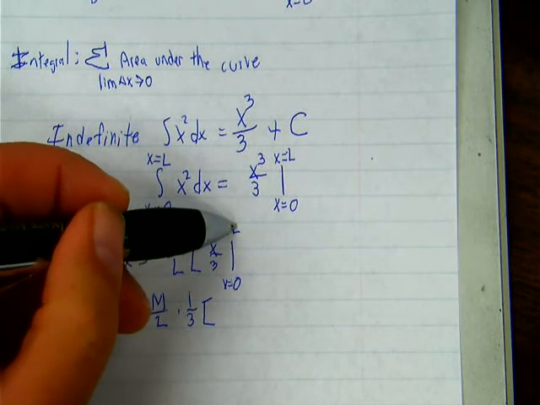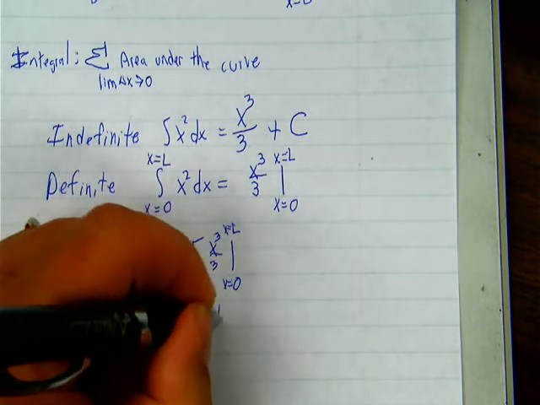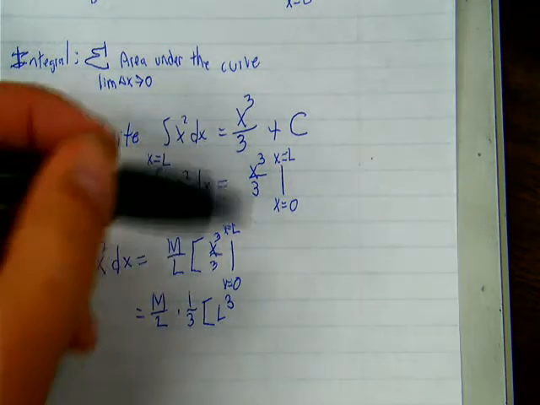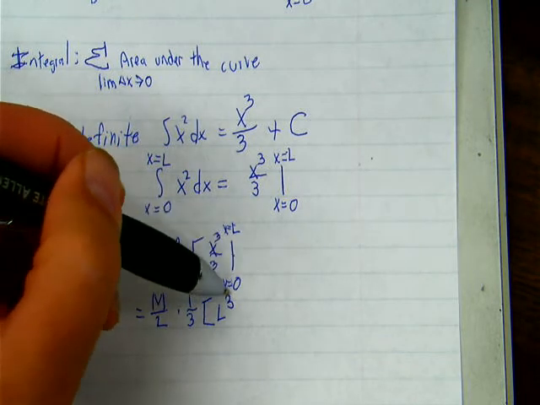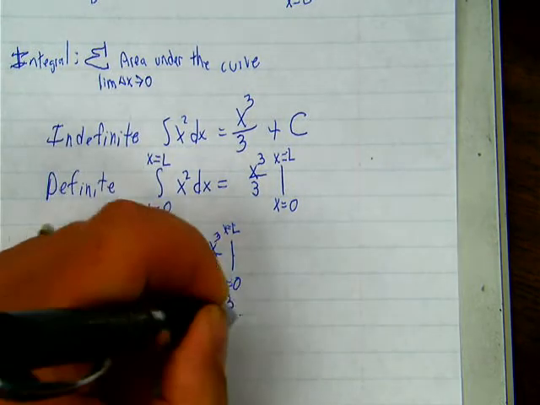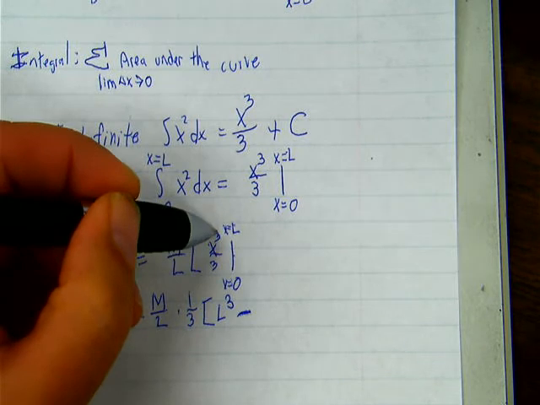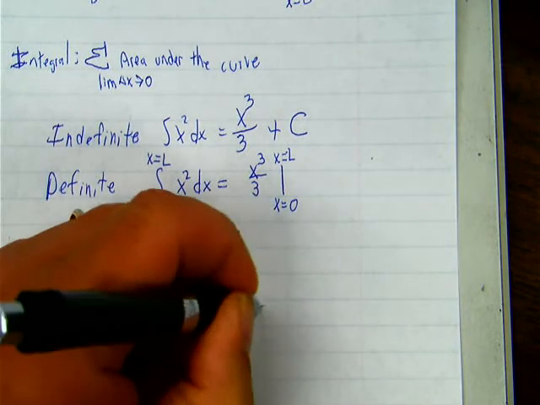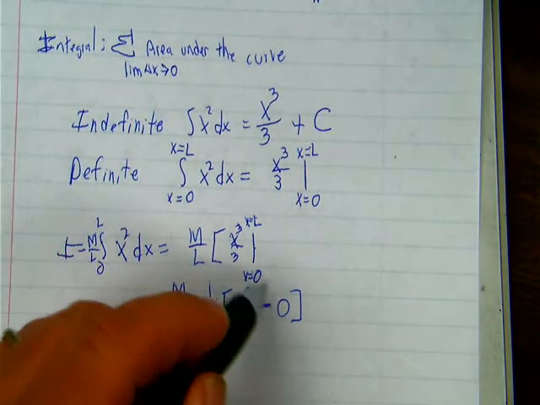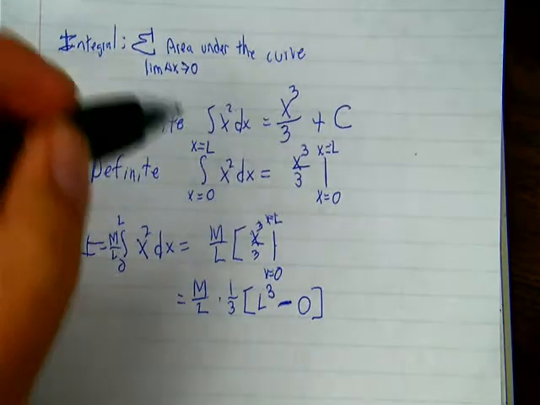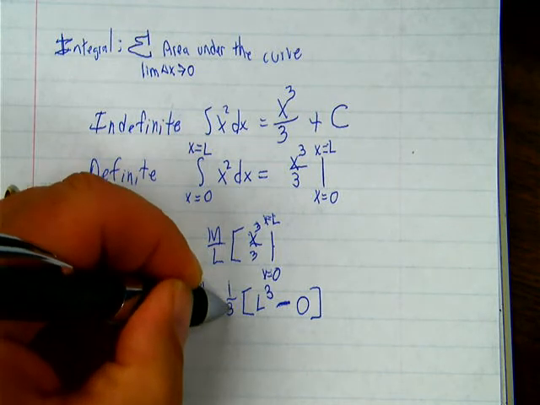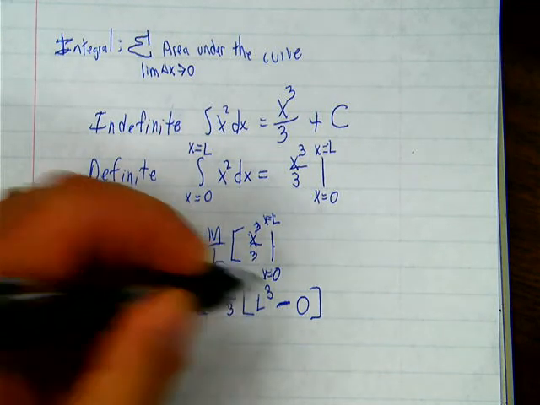When x equals L, x cubed is equal to L cubed. And I've already pulled out the 1/3. Now subtract from that the evaluation of this integral when x is equal to 0. So subtract from that 0 cubed. Well, 0 cubed is still 0. So this term just goes away. And now I'm left with m divided by L times 1/3 times L cubed.